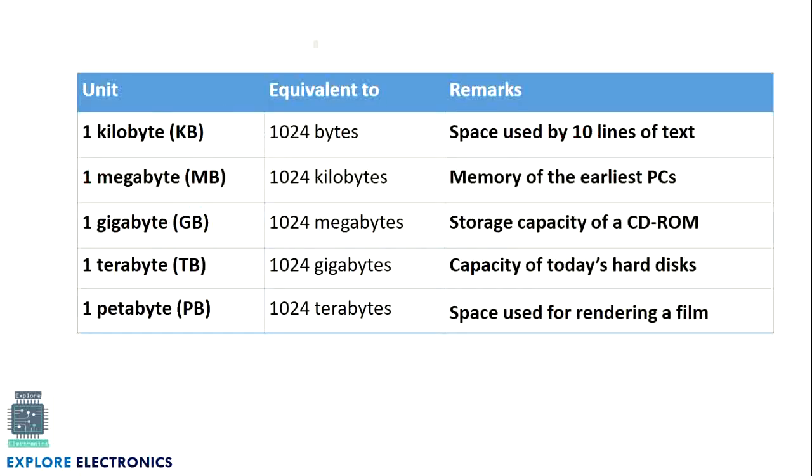If we see this chart, 1 kilobyte is equal to 1024 bytes. You can relate it like this: the space used by 10 lines of text. 1 megabyte is 1024 kilobytes, and a gigabyte is 1024 megabytes, and the capacity of today's hard disks will be in terabytes. So 1 terabyte is again 1024 gigabytes. And we also have petabytes, which is equal to 1024 terabytes. So we can say that the space used for rendering a film takes 1 petabyte.